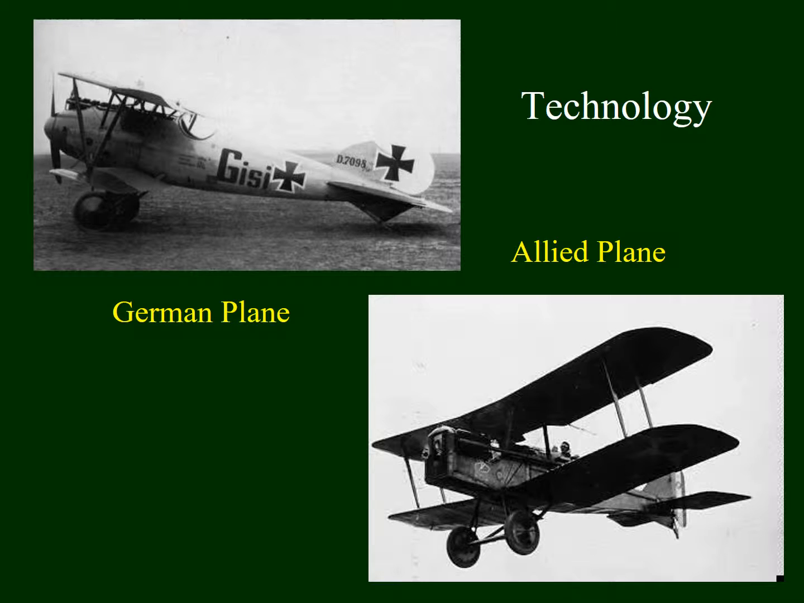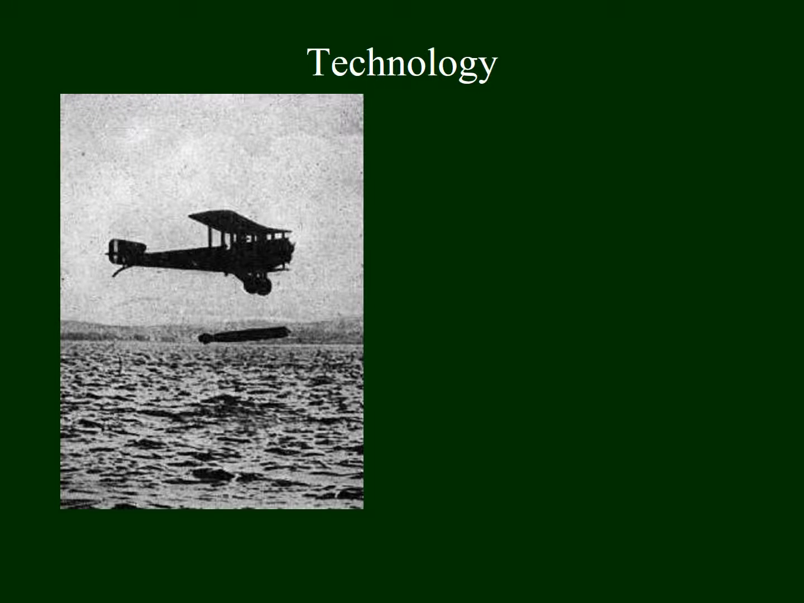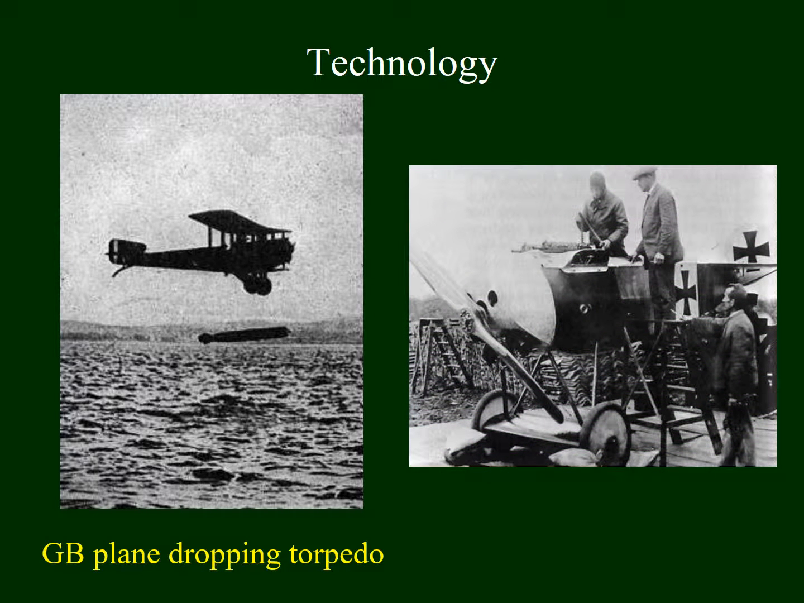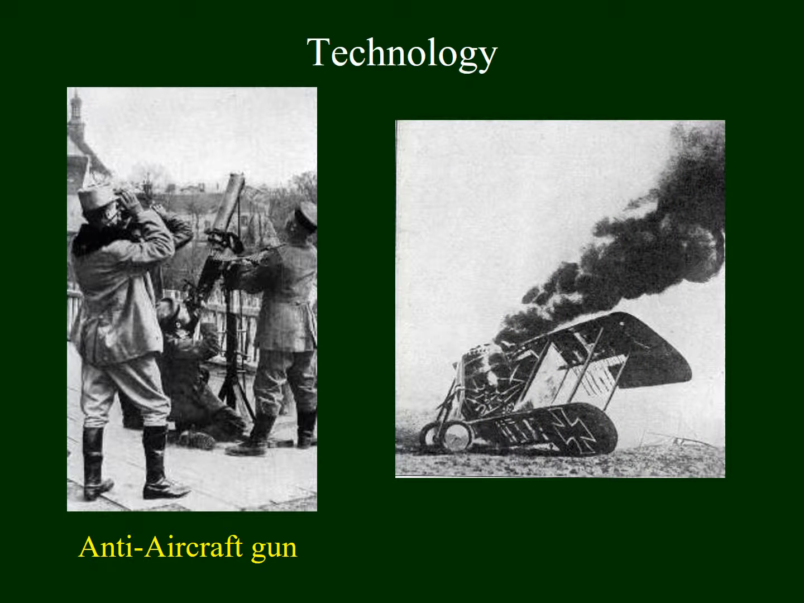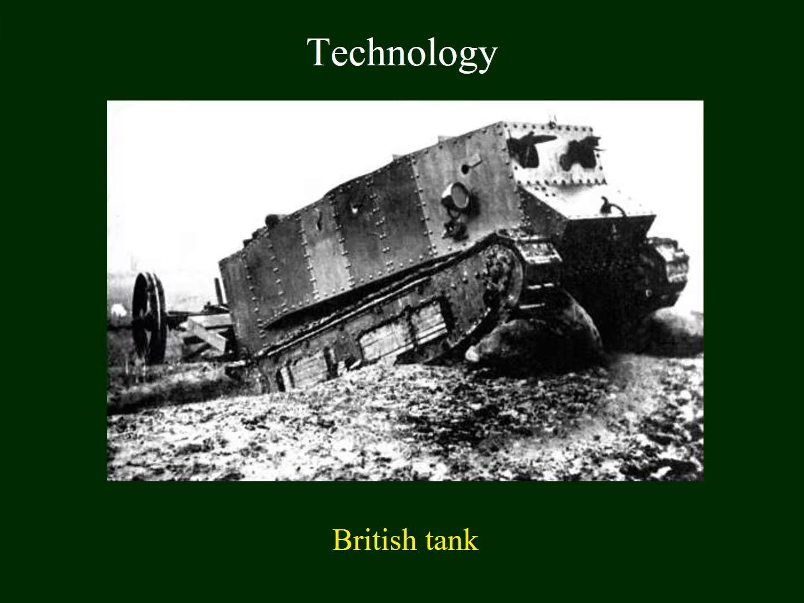We see a German plane on the upper left and an Allied plane on the right. These were great offensive weapons, and you see on the left a British plane dropping a torpedo. And on the right, machine guns were placed on the planes, and they could be devastating. Different defenses were developed in order to fight these planes, and an anti-aircraft gun is shown here on the left. And if it was successful, you see the result of that on the right. Some rudimentary tanks also were used. This is a British tank from the war.